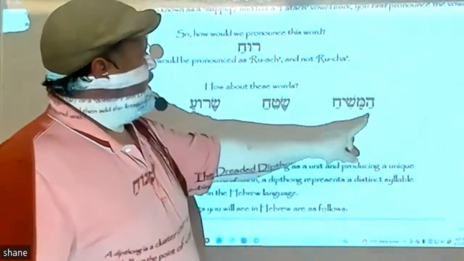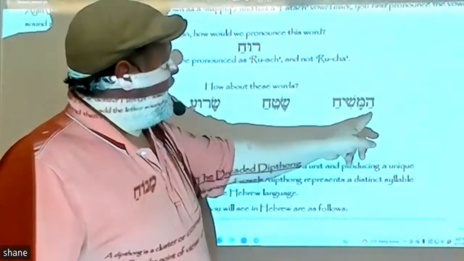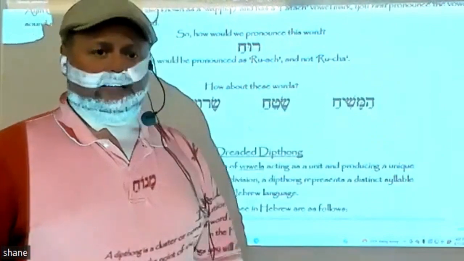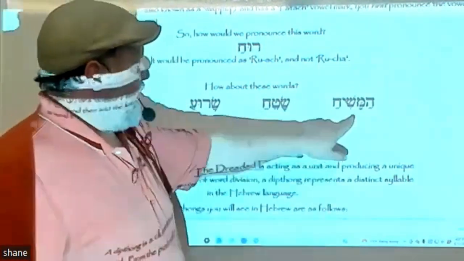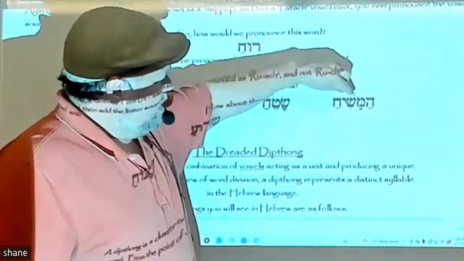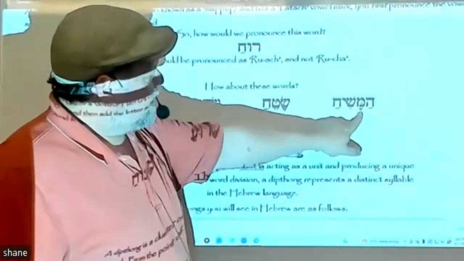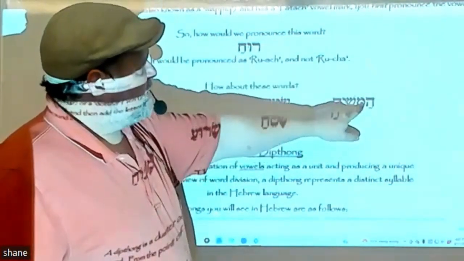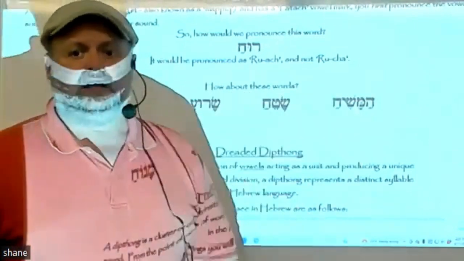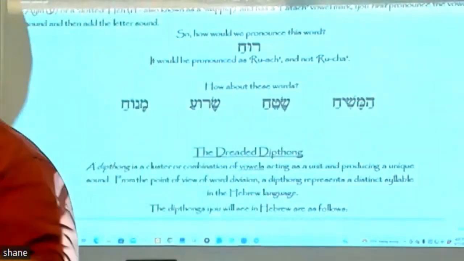So let's see. We have the letter Hey, and it's pointed with patach. It's at the beginning. So what sound is that? Ha. Then we have the letter Mem, and it's pointed kamatz. But look what else it has. It has a dagesh, right? So what does that mean? What do we do? What's the first thing?